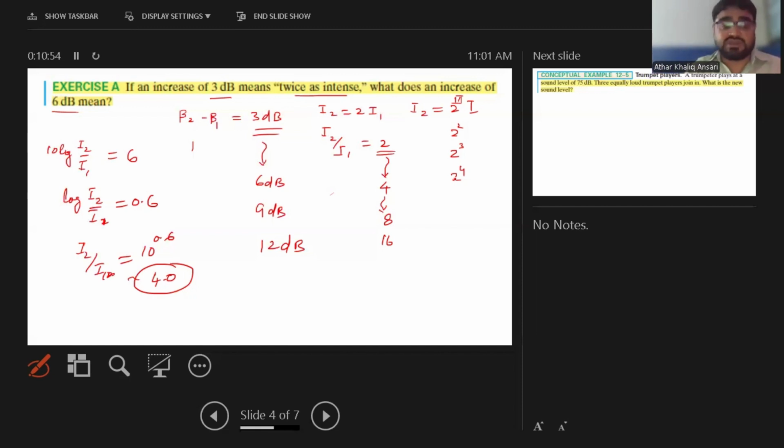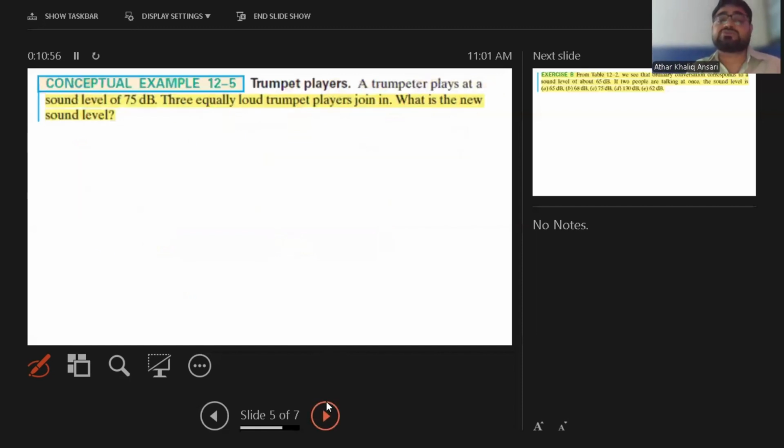Let us go to the next question. It's also the same. If you look at this question, there is a single trumpet player. When it is a single player, beta is 75 decibel, and the intensity for one person is I1. Now they're saying suddenly 3 more people join, so the new intensity is 4 times. Intensity becomes 4 times.